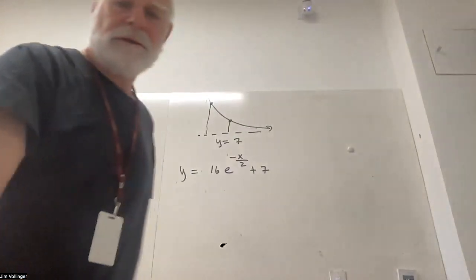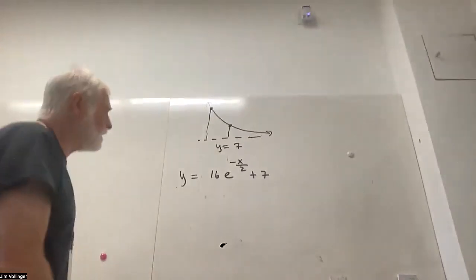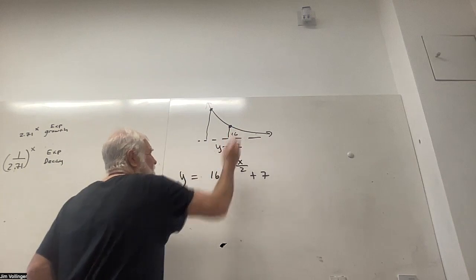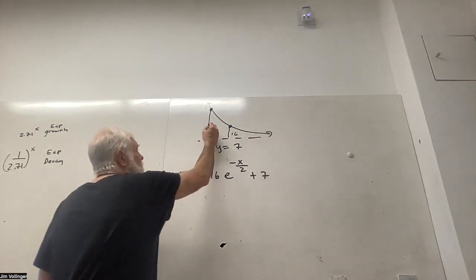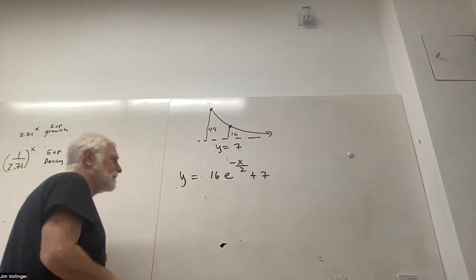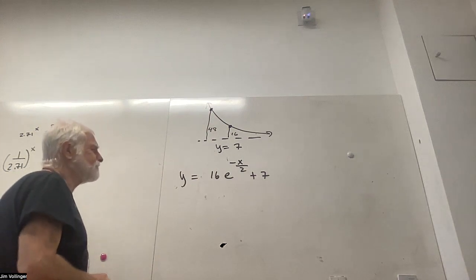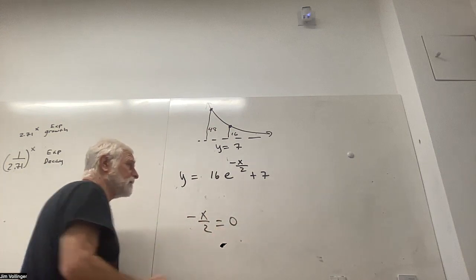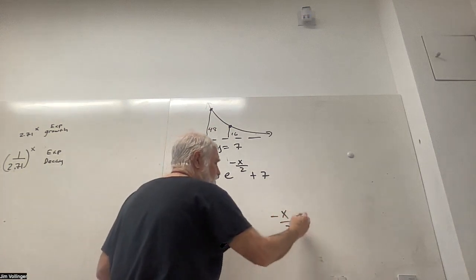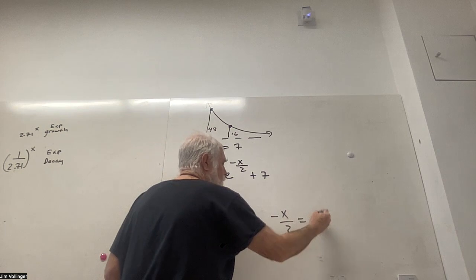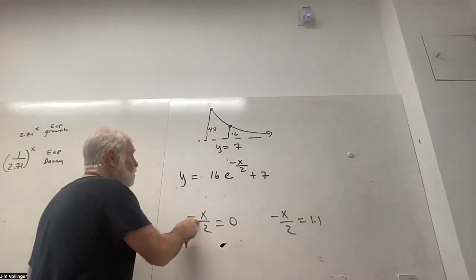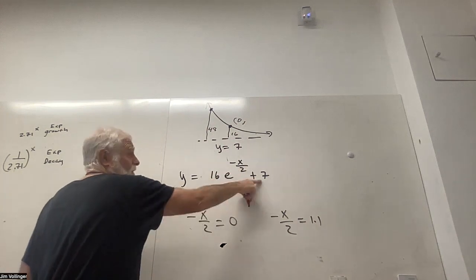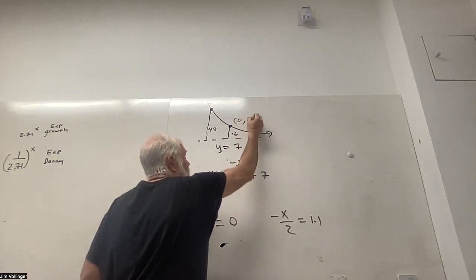There we go. So let's do one where we have a decay, a minus x. I have a feeling that's going to be 16 units of change, and this one's going to be 48. Well, let's find out. By making minus x over 2 equal 0, I'm shortcutting this now, we get 0. We know e to the 0 is 1, so 16 plus 7 is 23.